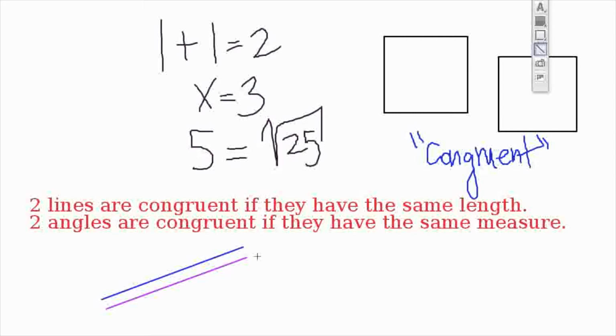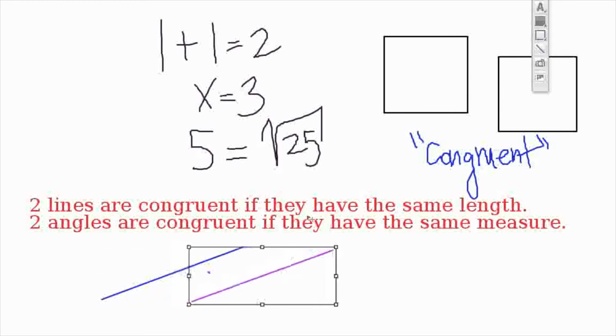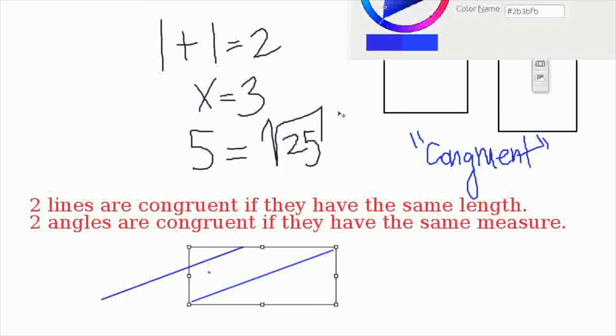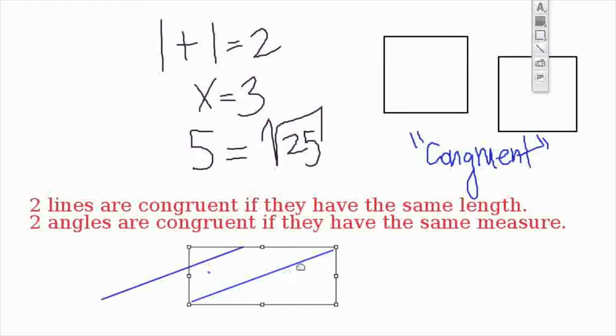Now, here's another way that they could be different. Suppose I had the blue stick, and now the other stick was blue too, so it's not going to change the color, but this time it's not at the same location. Those two blue sticks, are they still congruent? Yes, because they both have the same length. The location doesn't matter.